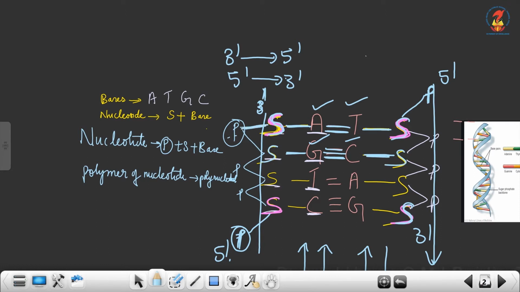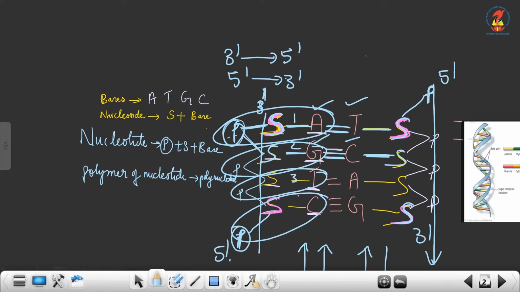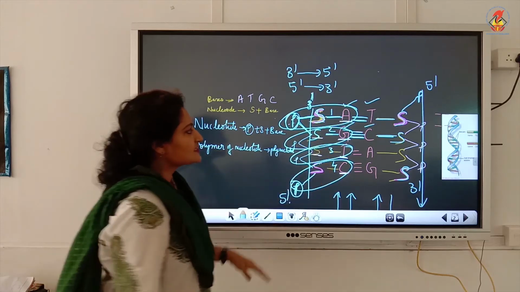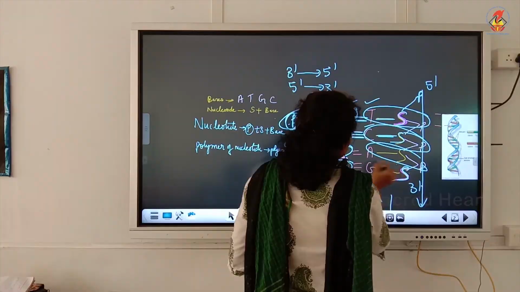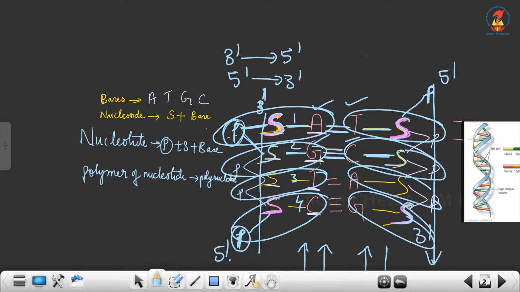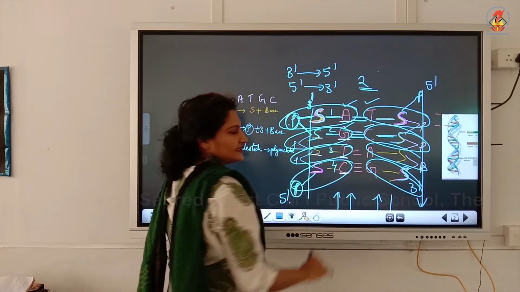Then the sugars are connected to phosphate group. Then this component is known as a nucleotide. So a nucleotide has 3 components, namely phosphate, sugar and the base. Clear? Like that, a repetition of nucleotides is seen. See, 1, 2, 3, 4. So we have 4 nucleotides, which means there is a polymer of nucleotides. This is one polynucleotide chain. Similarly, on the other side also there are 4 nucleotides. 1, 2, 3, 4. So there is also one polynucleotide chain. So there are totally 2 polynucleotide chains that form the DNA.